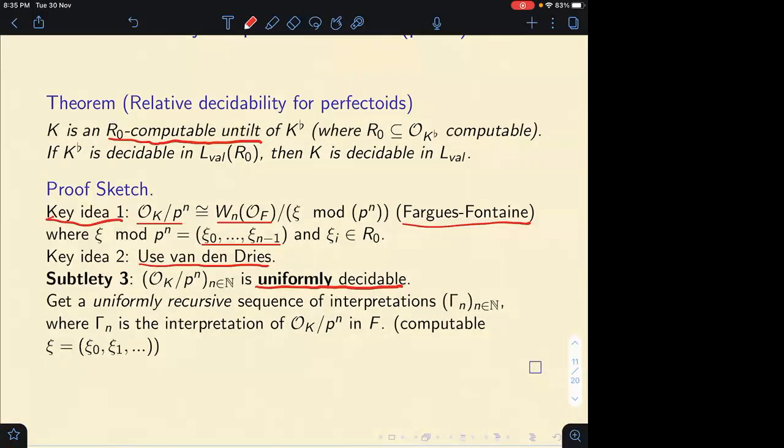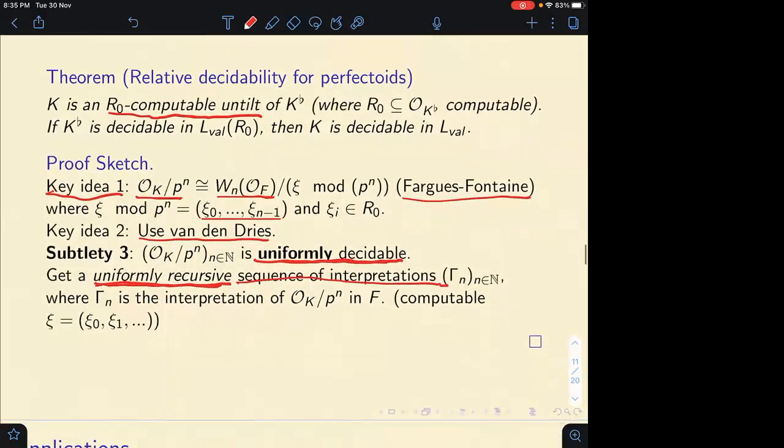So by using this, you actually get, not only an interpretation of its individual residue ring inside the tilt, you actually get a sequence of interpretations which is uniformly recursive. And this actually gives you the uniform decidability of the family, of the sequence. So what does it mean for a sequence of interpretations to be uniformly recursive? Well, it's sort of the same as before. So the function that takes n comma phi to the reduction of the nth interpretation map, phi gamma n, is a recursive function.